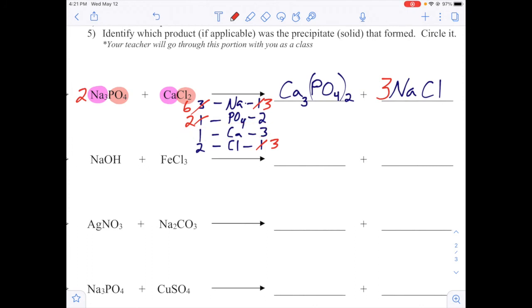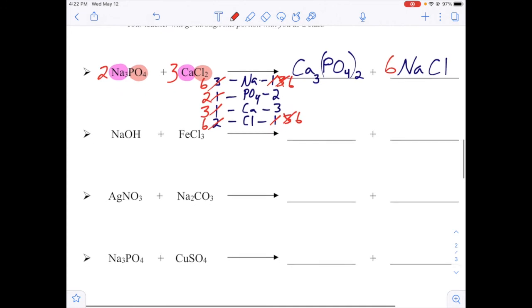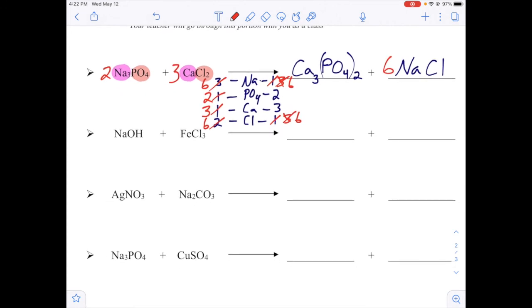Calcium. I can fix calcium. I put a 3 here. That's going to give me 3 calciums. It's also going to give me 6 chlorines. And then I can fix this whole debacle I had over here with the sodium chloride. I need 6 sodiums, I need 6 chlorines, I can put a 6 there. So it doesn't matter if I have to redo something that I did before, as long as ultimately I get the reaction balanced. Okay?